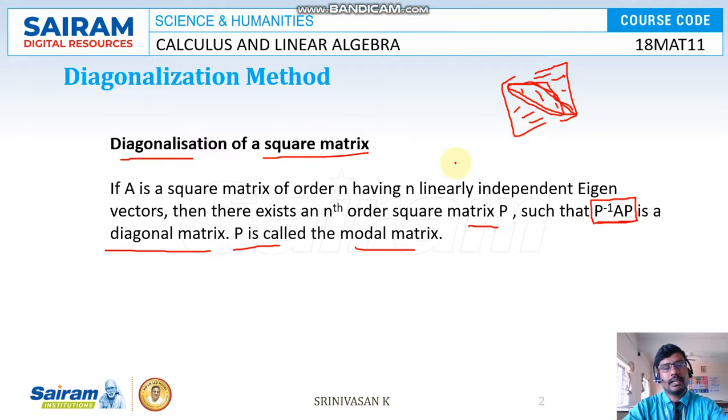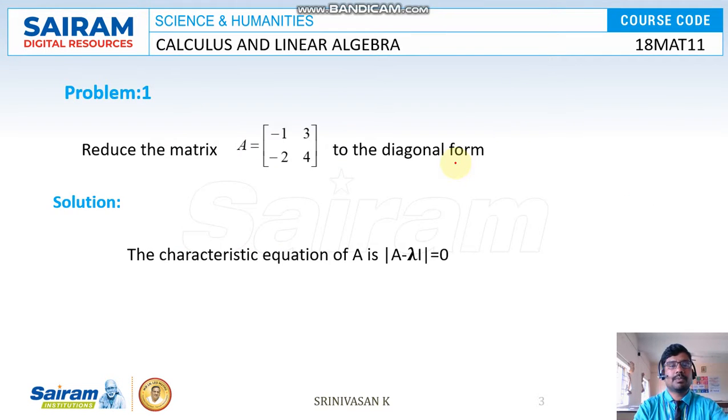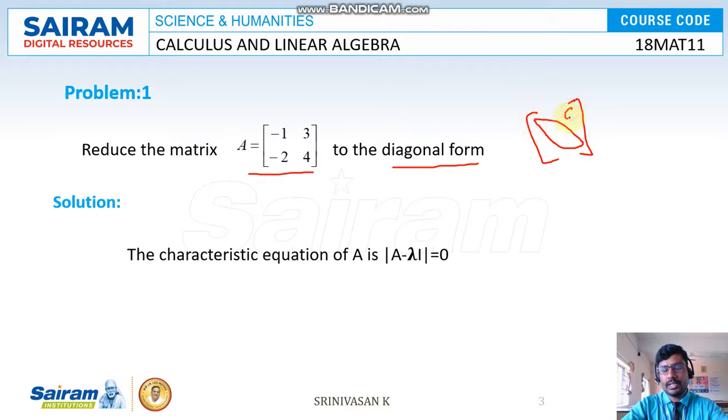So how do we find the diagonal matrix? We'll discuss a problem. The first problem: reduce the matrix A equal to [-1, 3; -2, 4] to diagonal form. It is a 2 by 2 matrix, so we will get the diagonal values and the remaining entries will be 0. That is called a diagonal matrix. So what are these values? Our aim is to find them by the procedure.